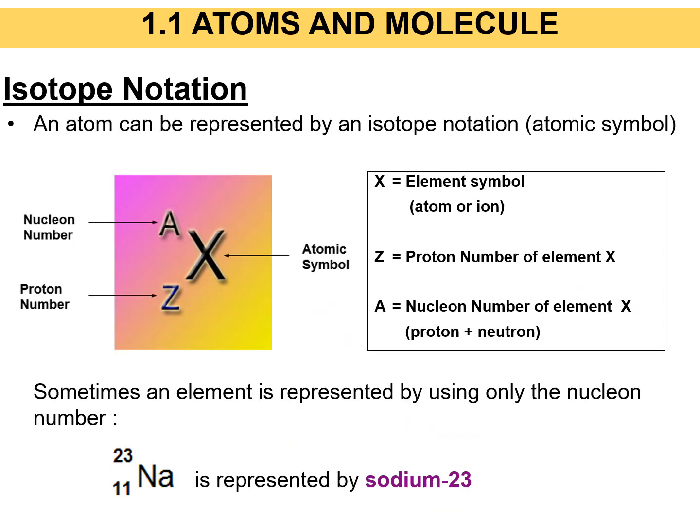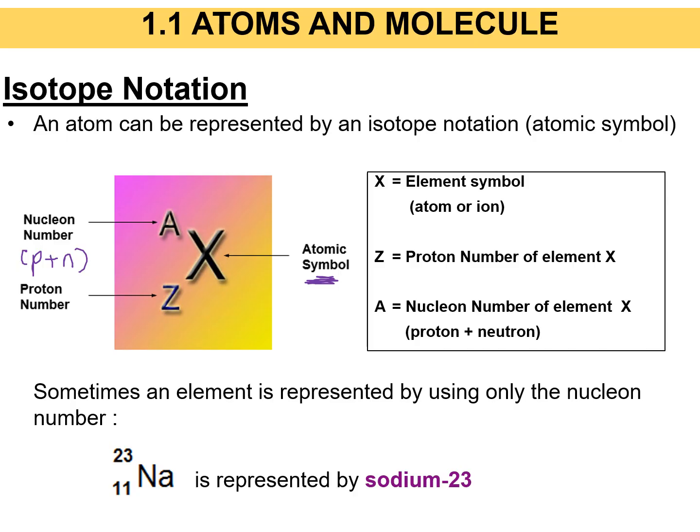Alright, how do you write the isotope notation? Okay, basically an atom can be represented by an isotope notation or atomic symbol. So untuk write the isotope notation, first you have to write the atomic symbol first. Okay. And then put the nuclear number at the top. So nuclear number is basically the total number of protons plus neutrons. And proton number you letak kat bawah.